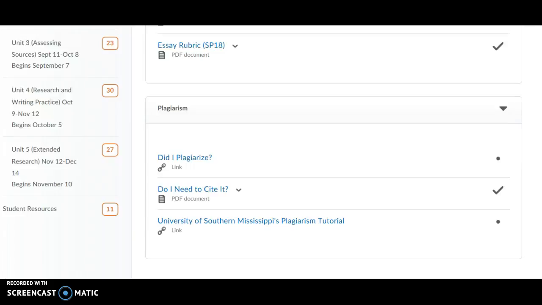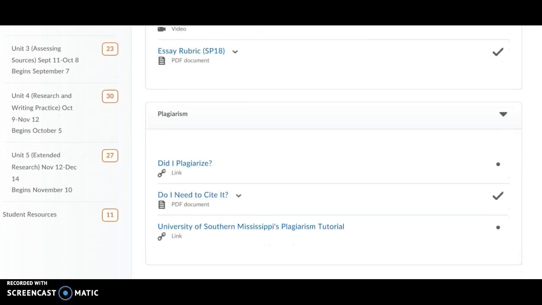And then finally, the University of Southern Mississippi's plagiarism tutorial, which is down there, has a pre- and post-test. I want you to do both of those. You get credit for doing those, okay? And put my email address in as your instructor's email address, and that way I can make sure that you get credit for it, okay?